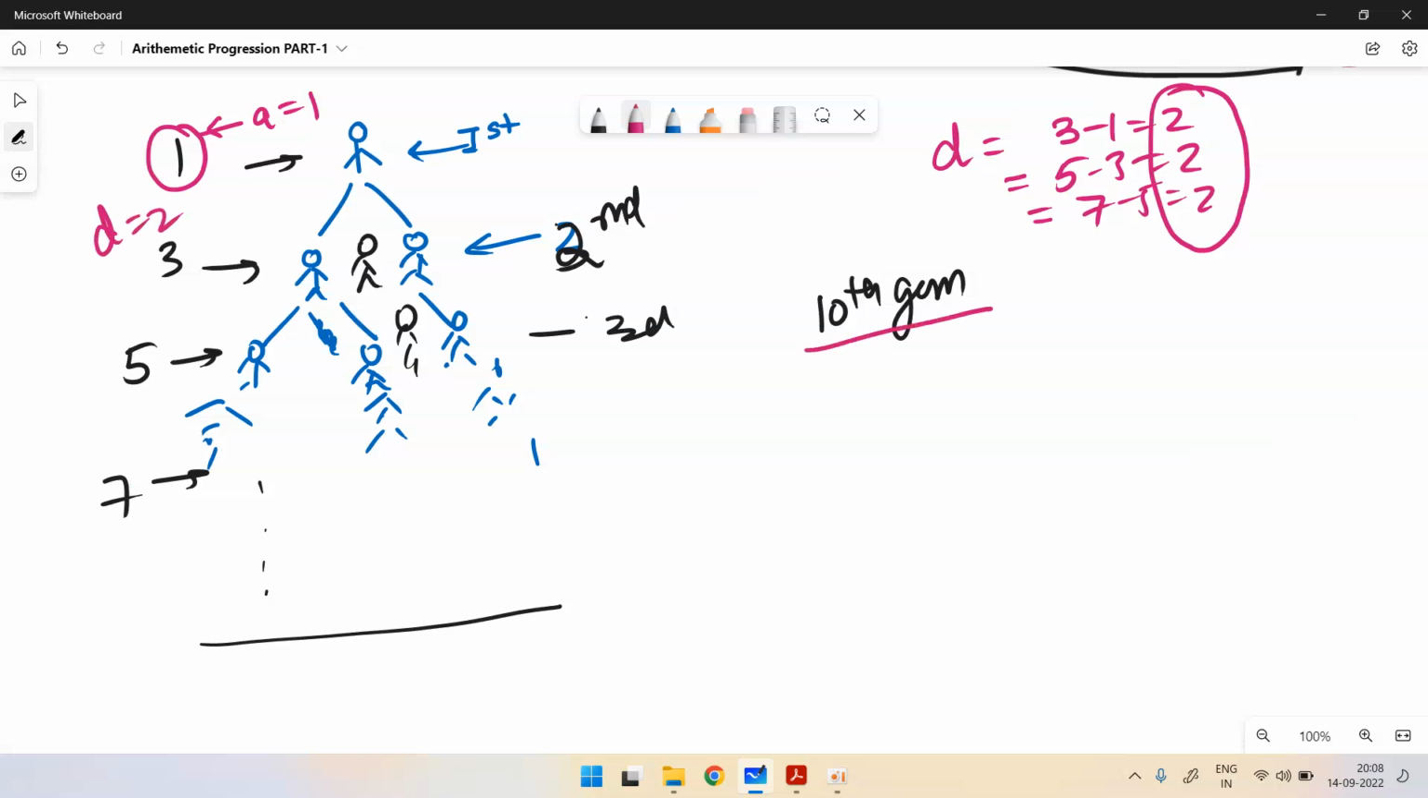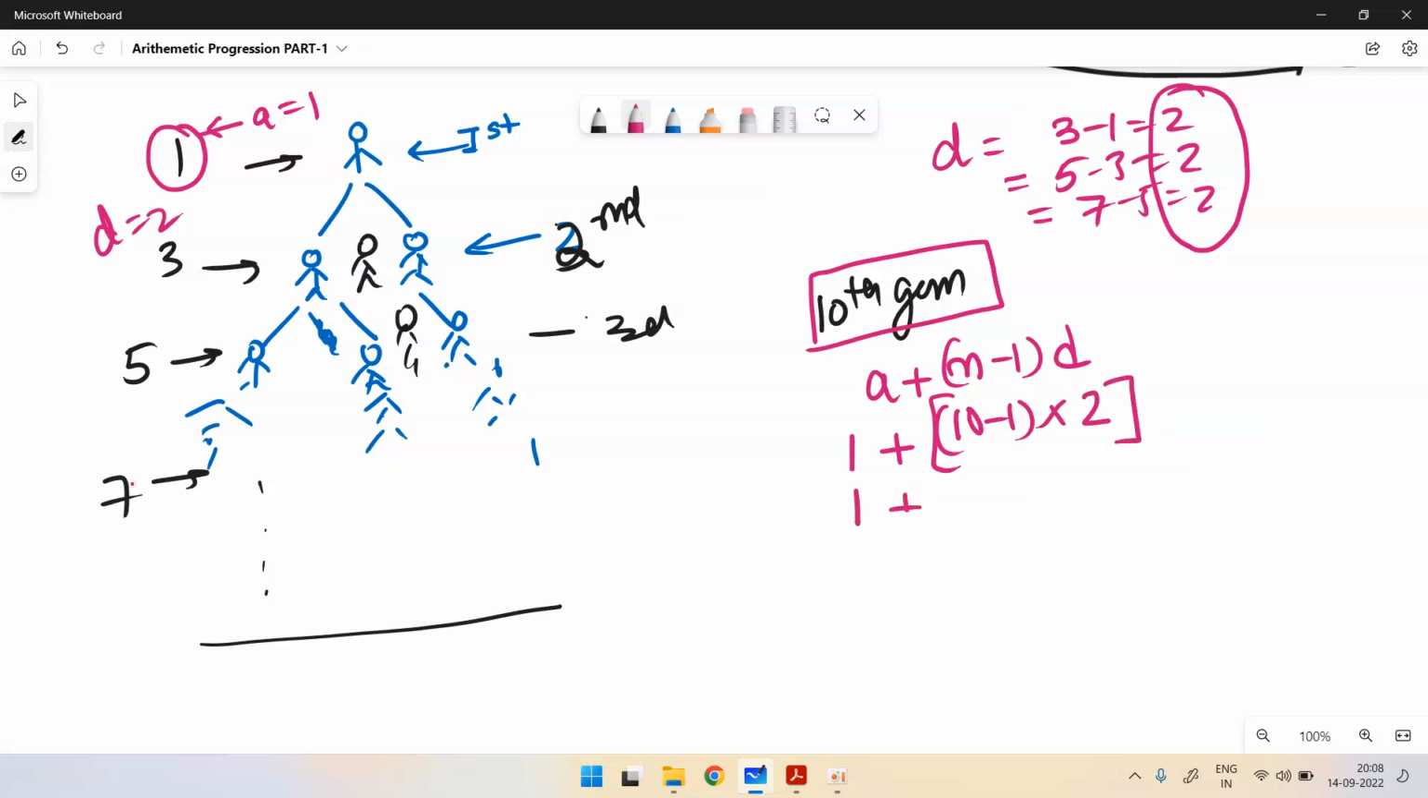Now we need to calculate, in the 10th generation, how many babies there are. It will be a plus n minus 1 d. You need to apply this formula. What is the value of a? You have taken a as 1. What is the value of n? n is the number of the generation, so this is 10 minus 1 into d, the common difference, which is nothing but 2. So this is 1 plus 9 into 2, 9 into 2 is 18, plus 1, 19. So there are 19 babies in the 10th generation. So this whole calculation becomes much easier.